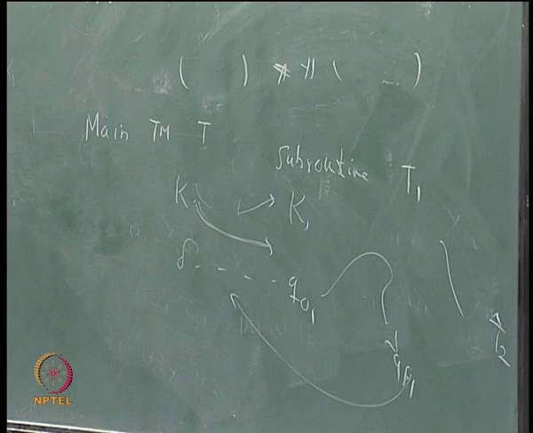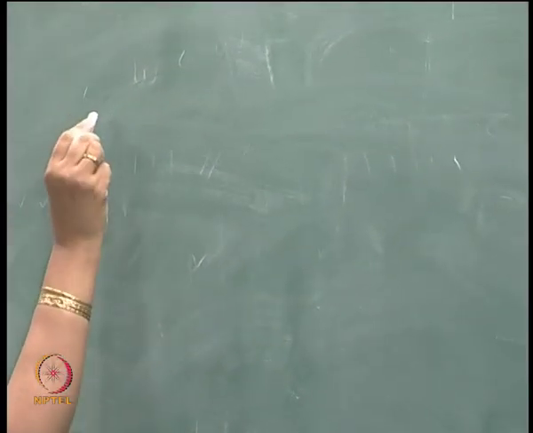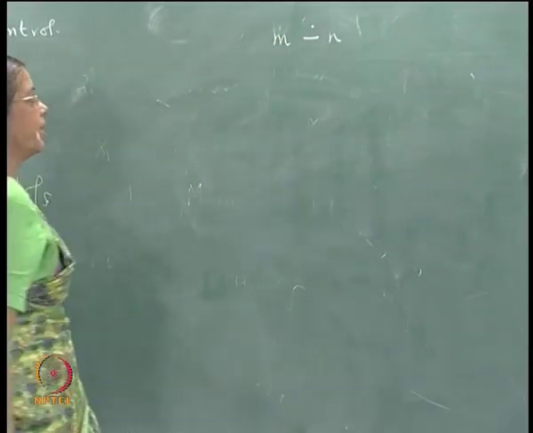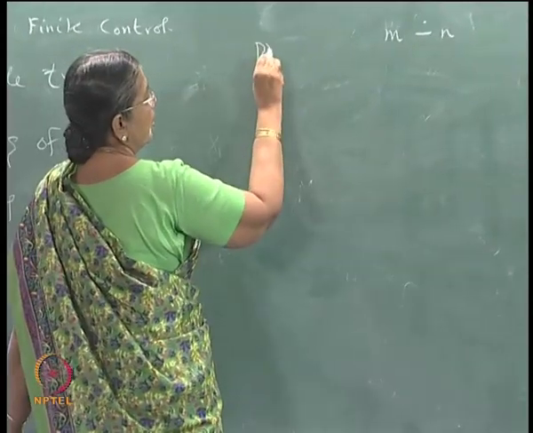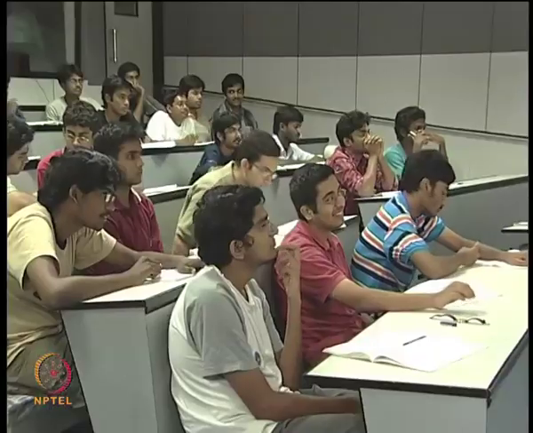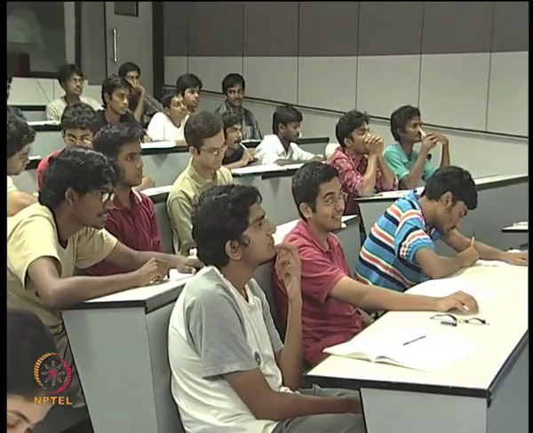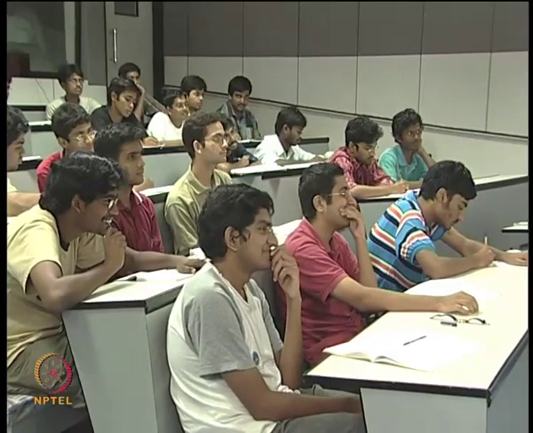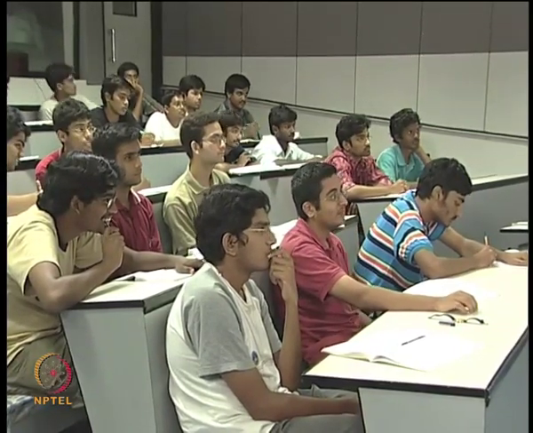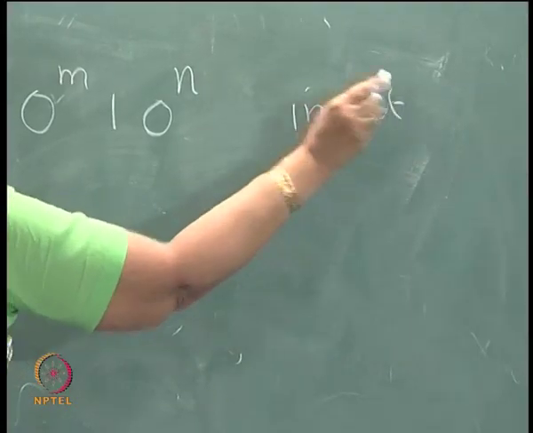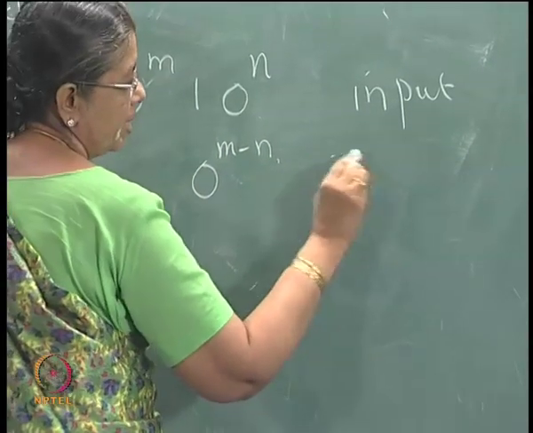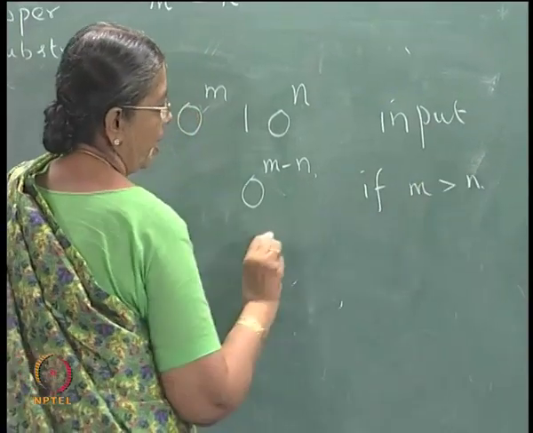So these are some techniques for Turing machine construction. One more example, suppose I want to compute a function m minus n, this is proper subtraction. So, how do you compute this? Input is given as 0 power m 1 0 power n, this is the input. You should end up with 0 power m minus n if m is greater than or equal to n, otherwise blank tape.